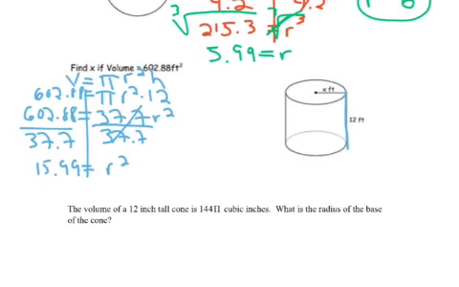Well, remember, our goal is to get r, or the radius, by itself. So instead of squaring a value, the opposite of squaring a value is to take the square root. So if I take the square root of 15.99, roughly, in my calculator, I will get 4. So 4 is my radius.